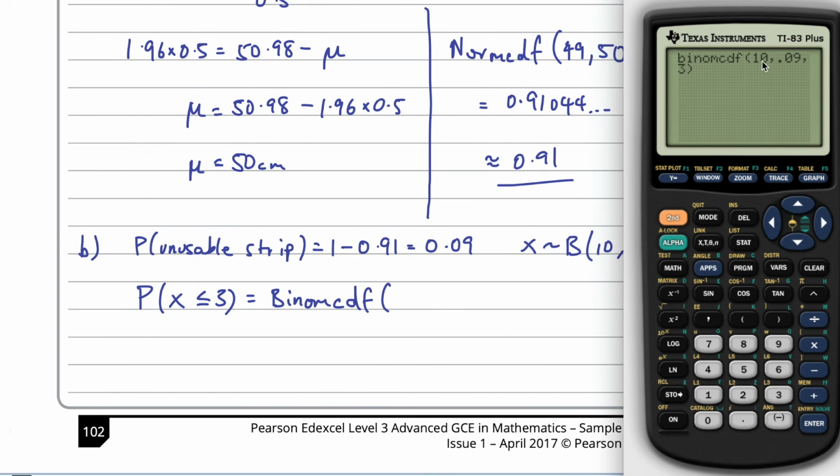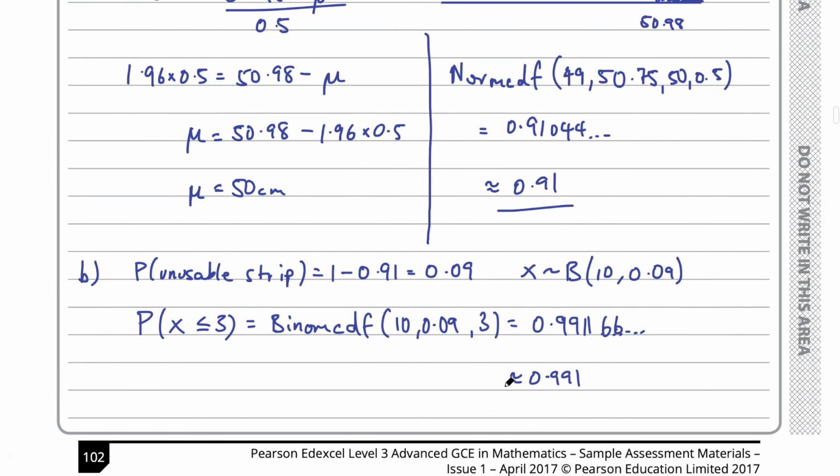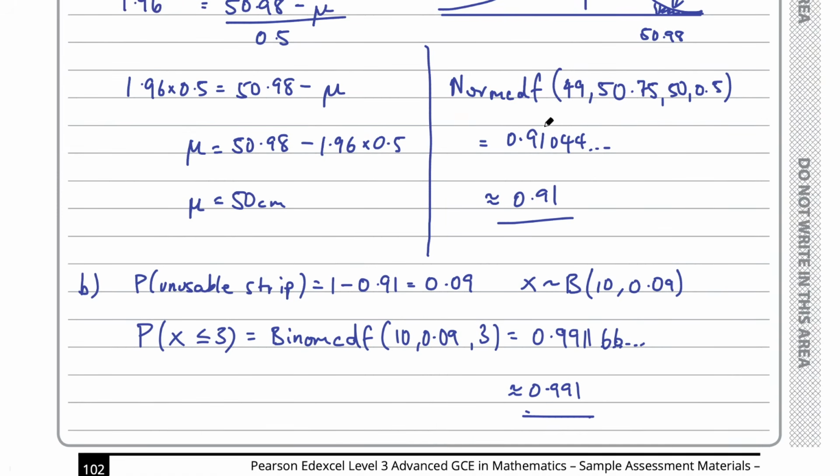So the syntax in your calculator might be different to that. Just check which order you need to put those numbers in. Press enter, and I get an answer of 0.9911. So let me just write down what I put in, and then write down the answer. So it was 0.9911 about, and that kept going. Let's just double check, 9166, etc. And I'm going to round that off to 0.991. And they didn't specify a degree of accuracy, so you could round off or just leave the answer as is. So that's part B.